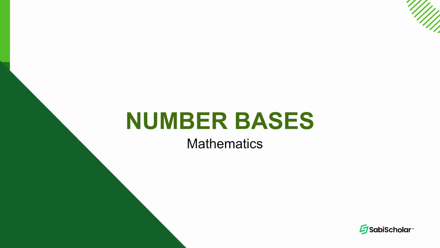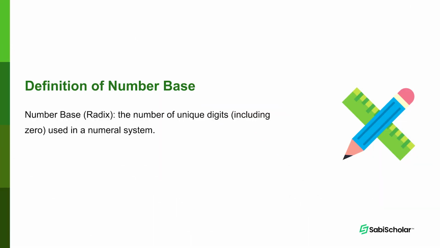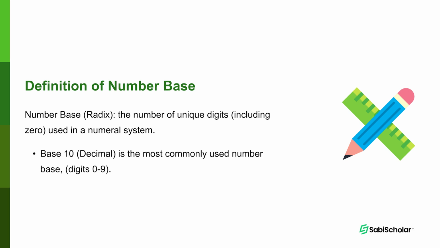Let's get started. A number base, which is also called radix, is the number of unique digits, including 0, used in a number system. So a number base is just a number system, which is just the number of digits we are using in that particular system. For example, base 10, which is called decimal, is the common one we use. It is the most commonly used number base, and the digits used in the base 10 system are 0 to 9.